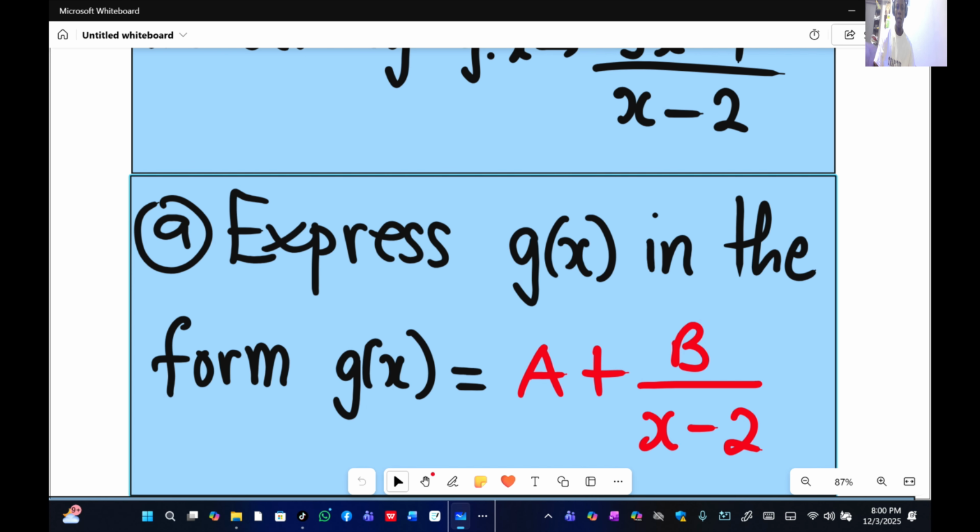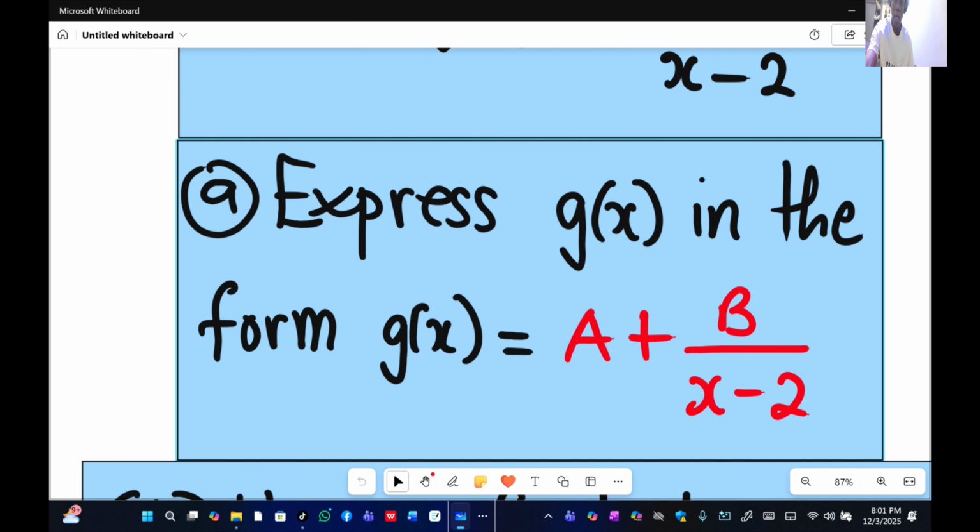The first question here is to express the given function in the form a plus b divided by x minus 2. So it means we are to express it as a partial fraction, where a is the quotient, b is the remainder, and x minus 2 becomes the divisor. So that's what we are supposed to do first.